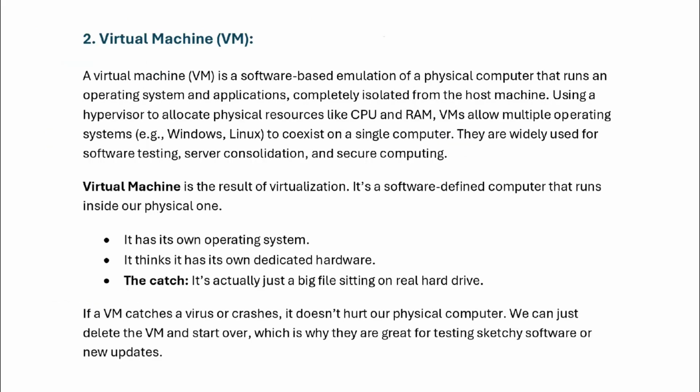Virtual machines. A virtual machine, VM, is a software-based emulation of a physical computer that runs an operating system and applications completely isolated from the host machine. Using a hypervisor to allocate physical resources like CPU and RAM, virtual machines allow multiple operating systems, for example Windows, Linux, Mac OS, etc., to coexist on a single computer. They are widely used for software testing, server consolidation, and secure computing. Simply, a virtual machine is the result of virtualization.